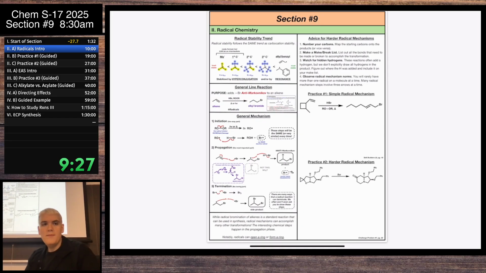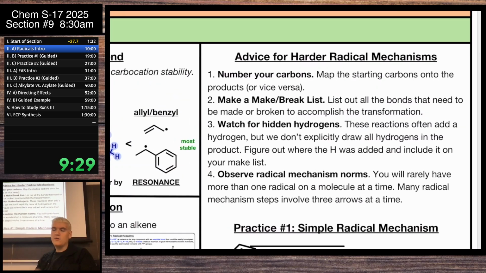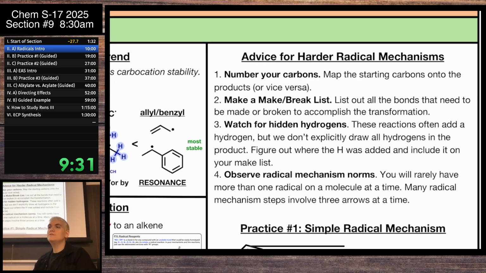But let's talk about advice for doing radical mechanisms. The most helpful thing you can do by far is number your carbons and map the starting materials onto the products. Because again, if it's going to do weird rearrangements of busting open rings or making rings, we want to know where the bonds are that are actually formed.